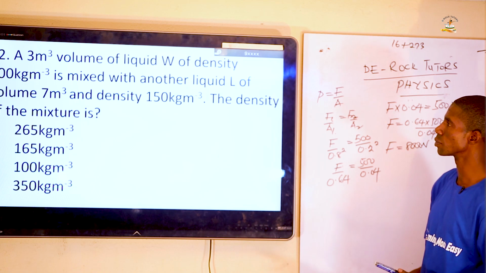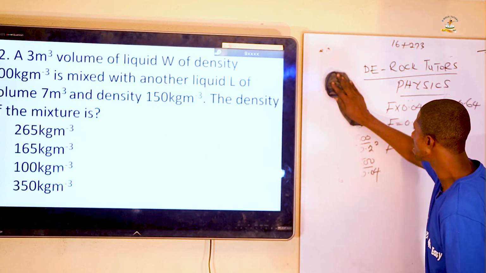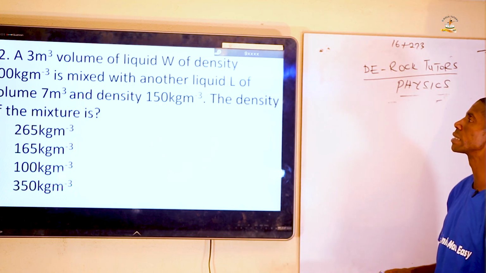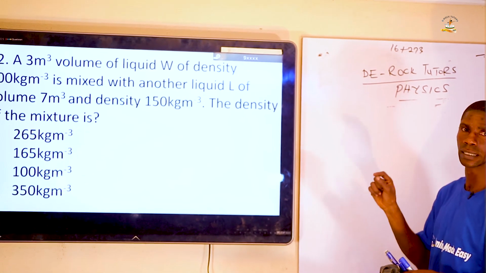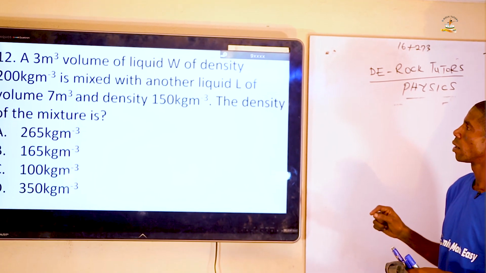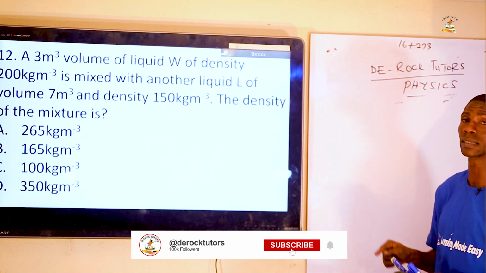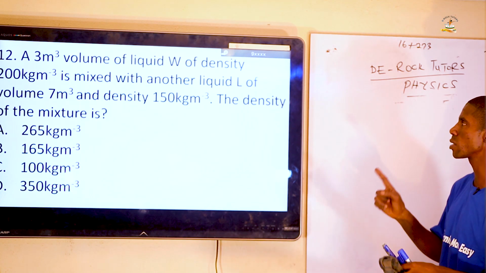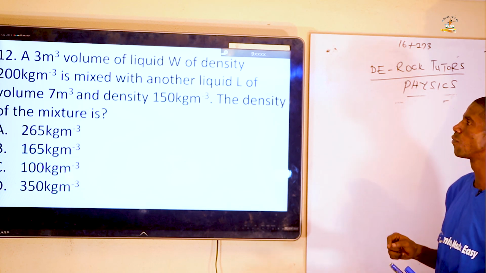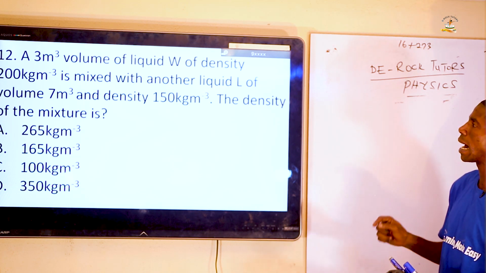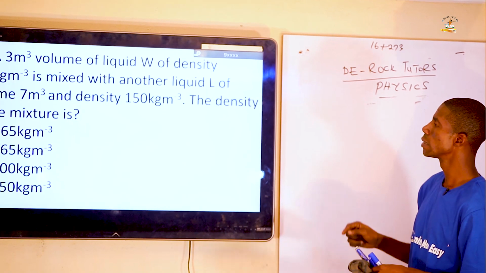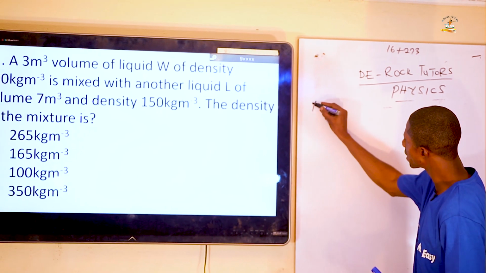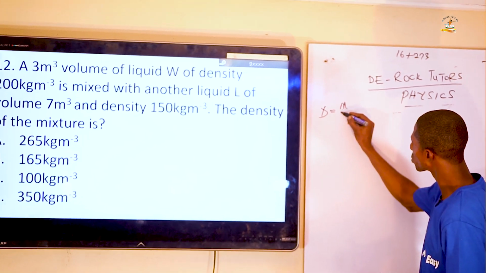So for this next question, we have a 3 meter cube volume of liquid W, and the W with a volume of 3 meter cube has a density of 200 kilogram per meter cube, is mixed with another liquid L of volume 7 meter cube and density 150. The density of the mixture now is what we actually want to get. Then we go back again. Density will give us mass over volume.